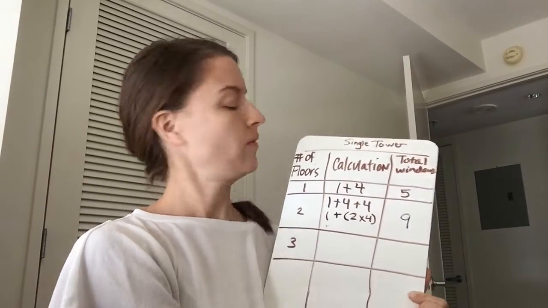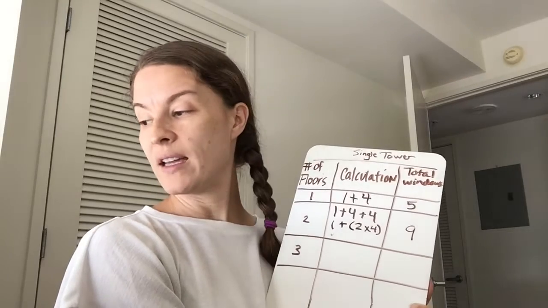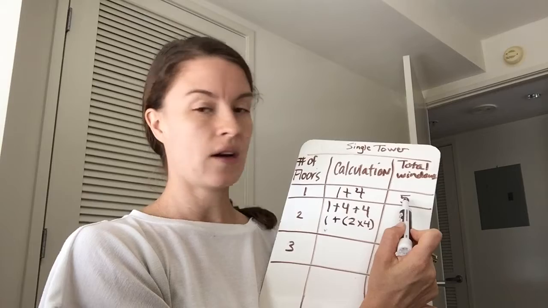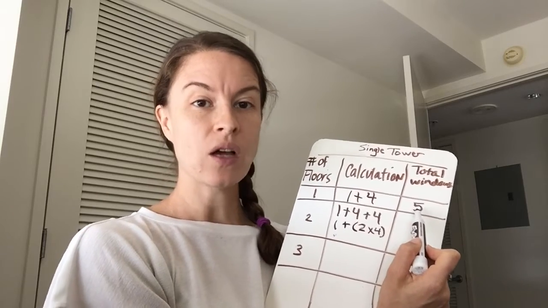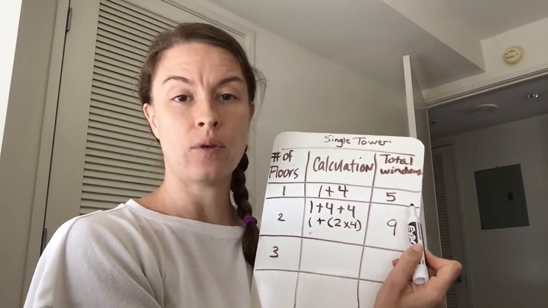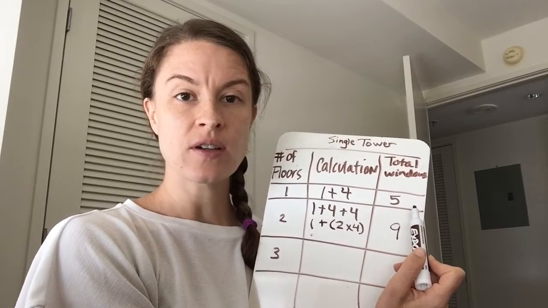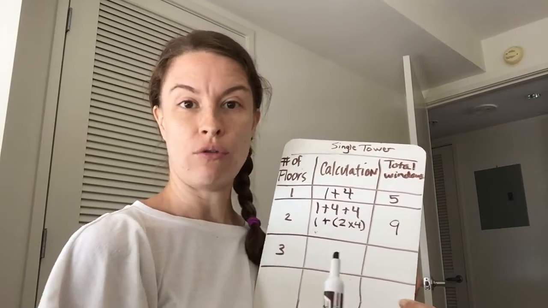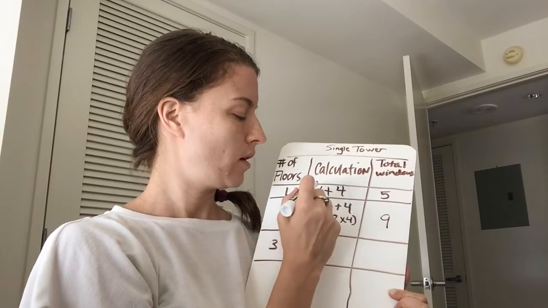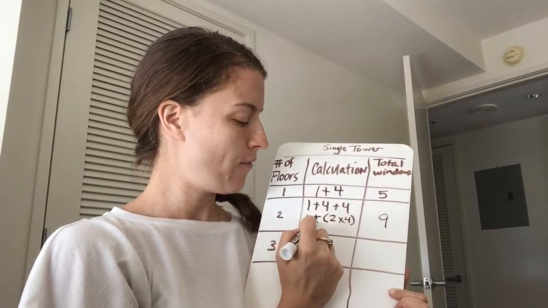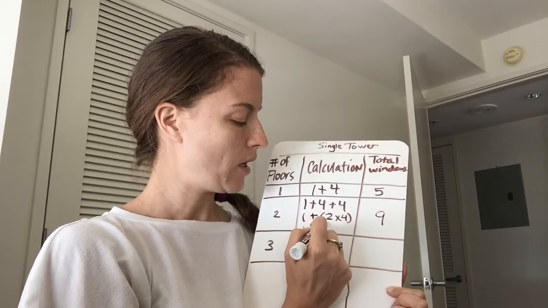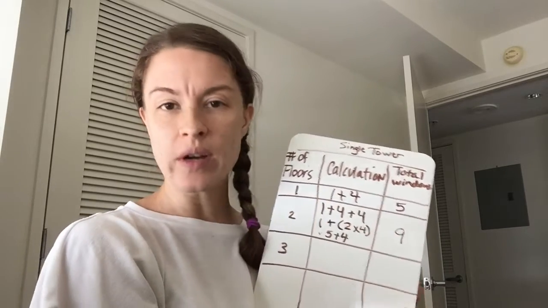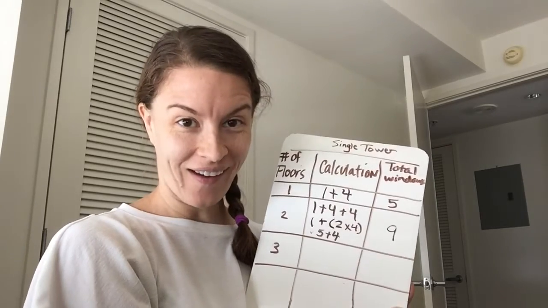And maybe some of you did, oh, I know, I can just take my last answer and just add 4 because I already know what it is for one floor, and then I just add 4 more side windows because that's how many side windows are added for each new floor, right? So maybe you took floor 1's answer of 5 and you just added 4 more and you got 9. Any of these options work. Any of them work, okay?